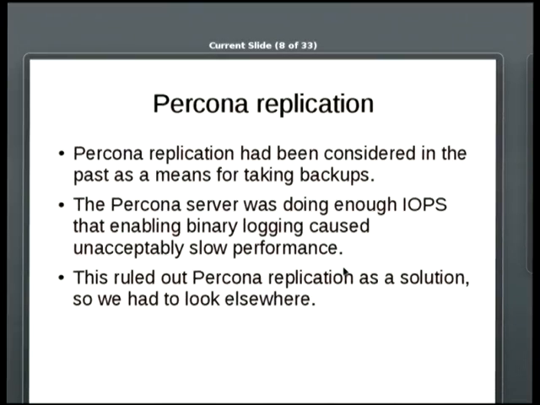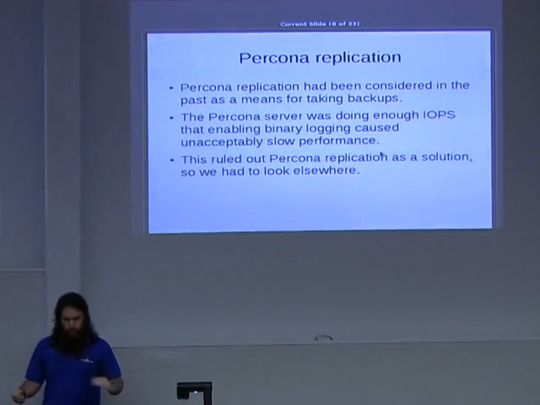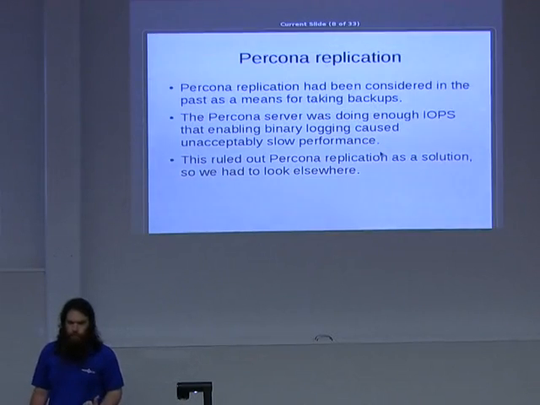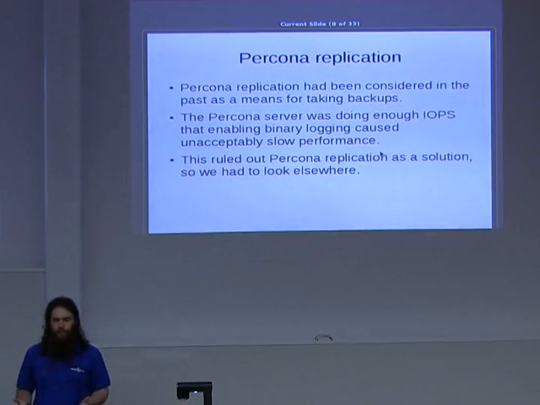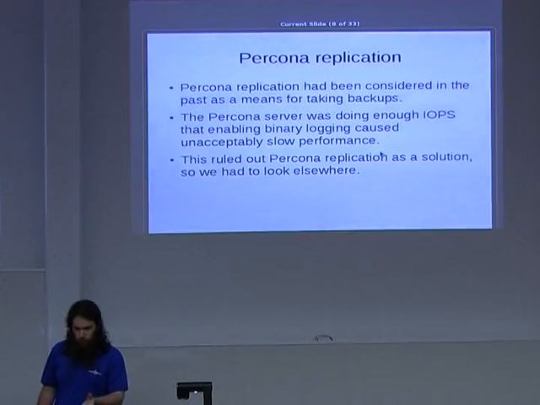Okay, so the obvious solution to this would be to use Percona's built-in replication. Unfortunately, we had tried to do Percona replication a few months prior as a means for doing backups. It turns out that due to the very heavy write activity on this particular server instance, if you enable binary logging to do replication, what binary logging effectively does is, in addition to writing the data out to the database itself, it keeps a log of it on disk, and adding that additional write for each query that needs to be replicated slowed down performance to the point where it was not usable because we had so many writes hitting the server. So we already knew from the outset that Percona replication was not going to work because we couldn't turn on binary logging that was necessary for it.